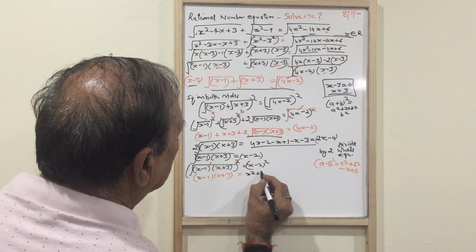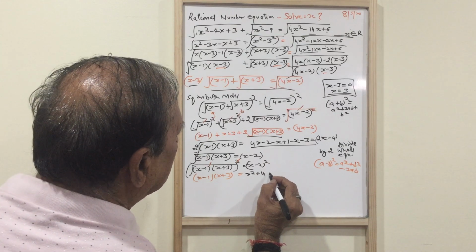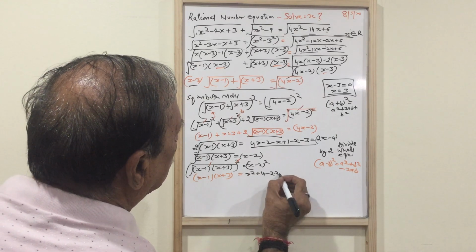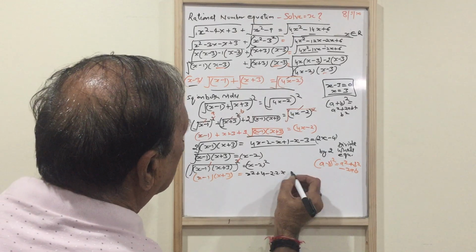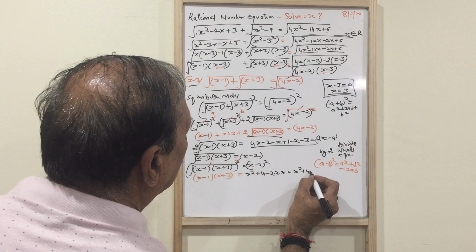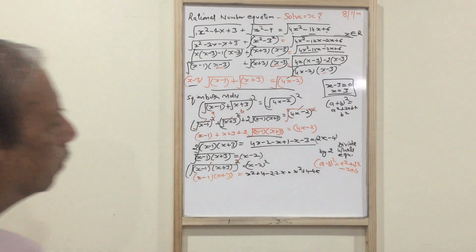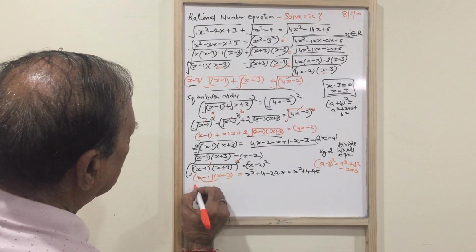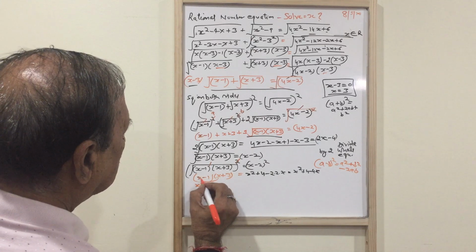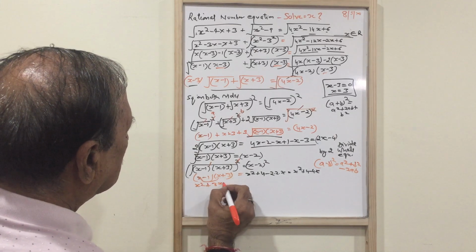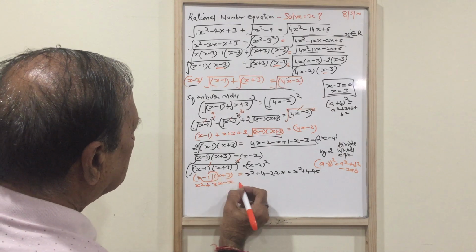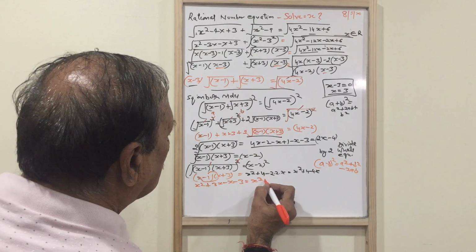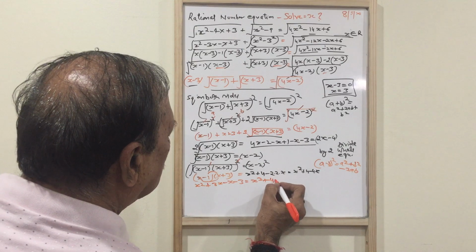x square plus 2 square is 4, minus 2ab, minus 2 into a into b, that is 4x. It will become minus 4x. Now we'll multiply and solve it. If we multiply this, it will become x square, then x with 3, 3x, this is minus x, and with this it is minus 3, is equal to x square, sorry, plus 4 minus 4x.